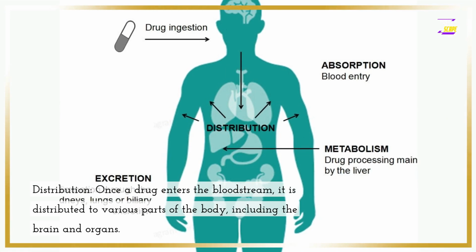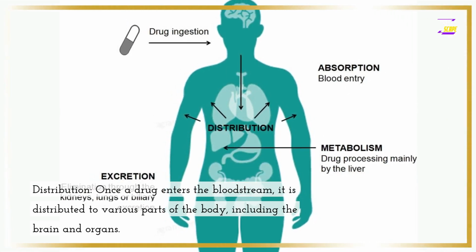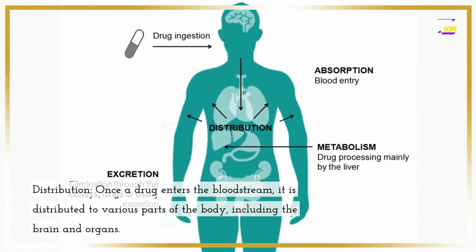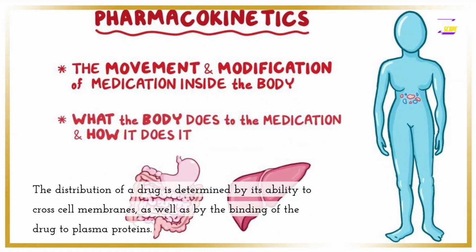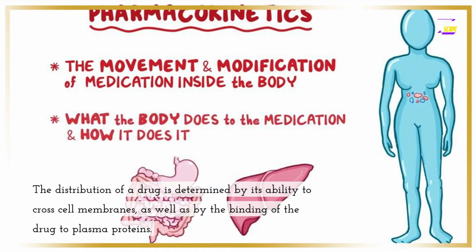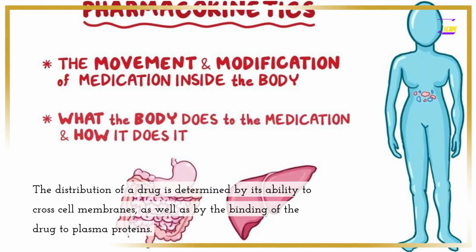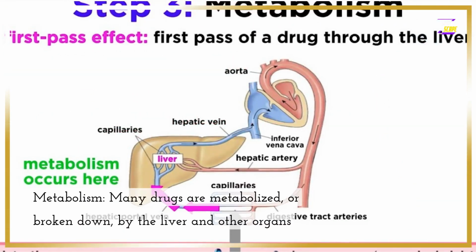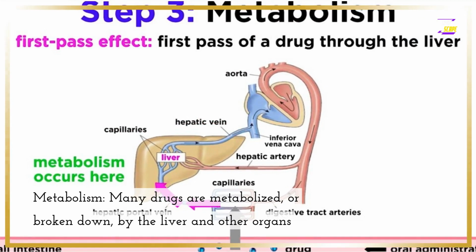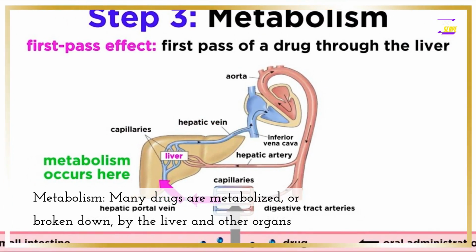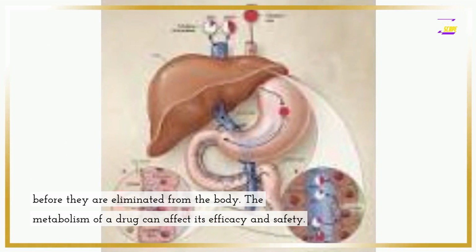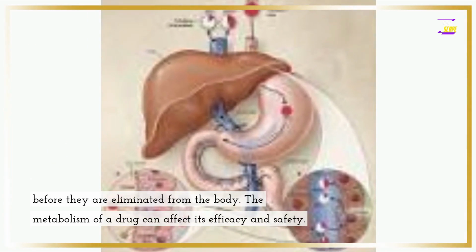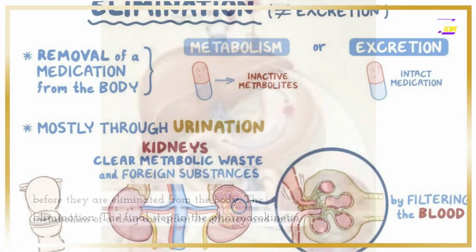Distribution. Once a drug enters the bloodstream, it is distributed to various parts of the body, including the brain and organs. The distribution of a drug is determined by its ability to cross cell membranes, as well as by the binding of the drug to plasma proteins. Metabolism. Many drugs are metabolized, or broken down, by the liver and other organs before they are eliminated from the body. The metabolism of a drug can affect its efficacy and safety.